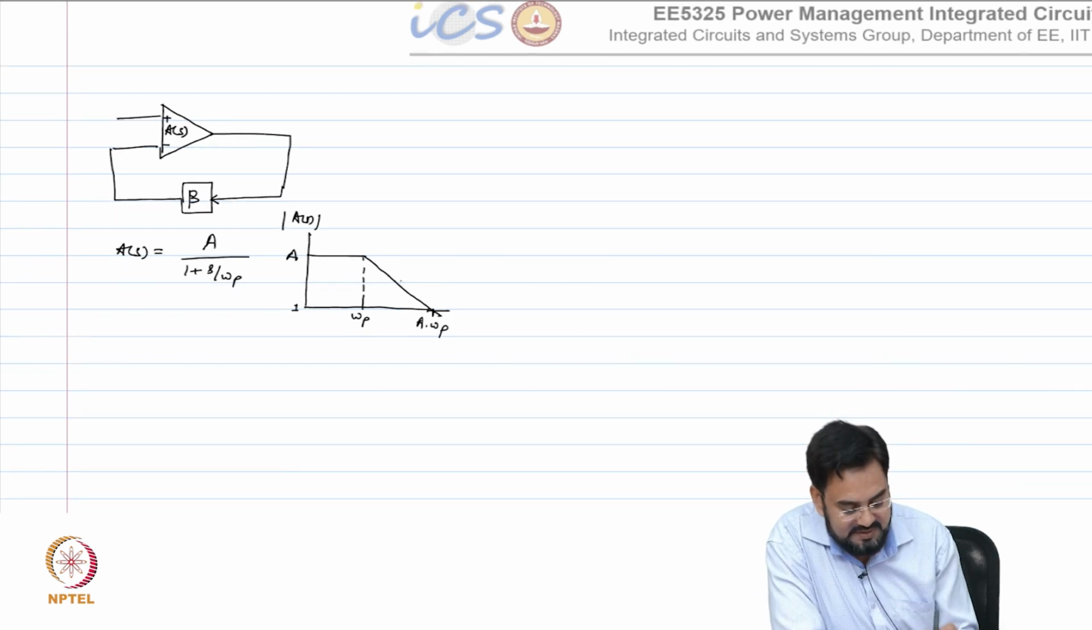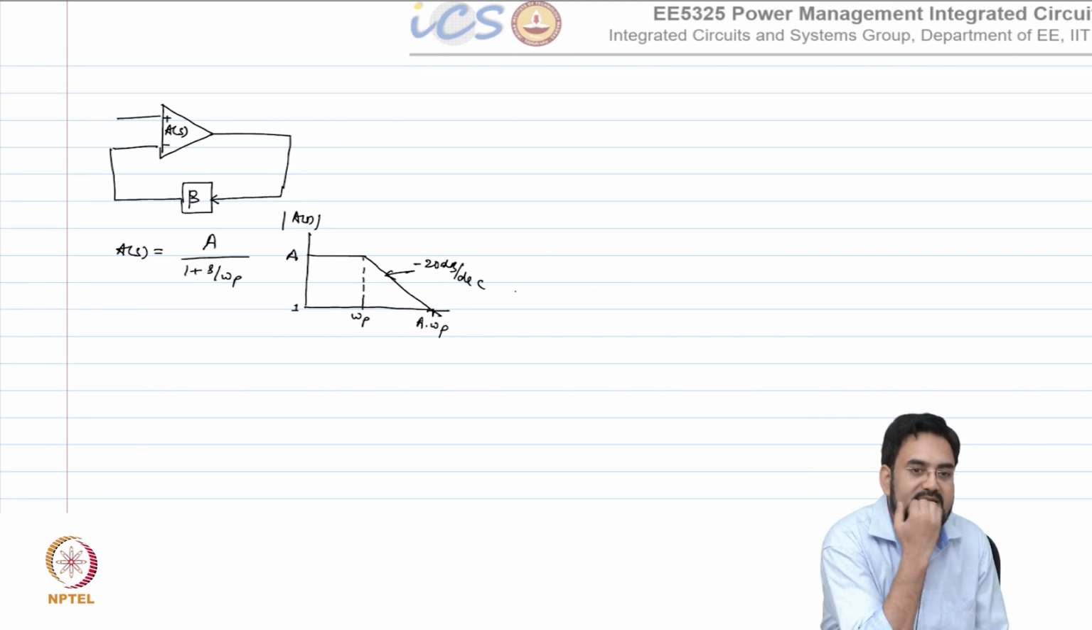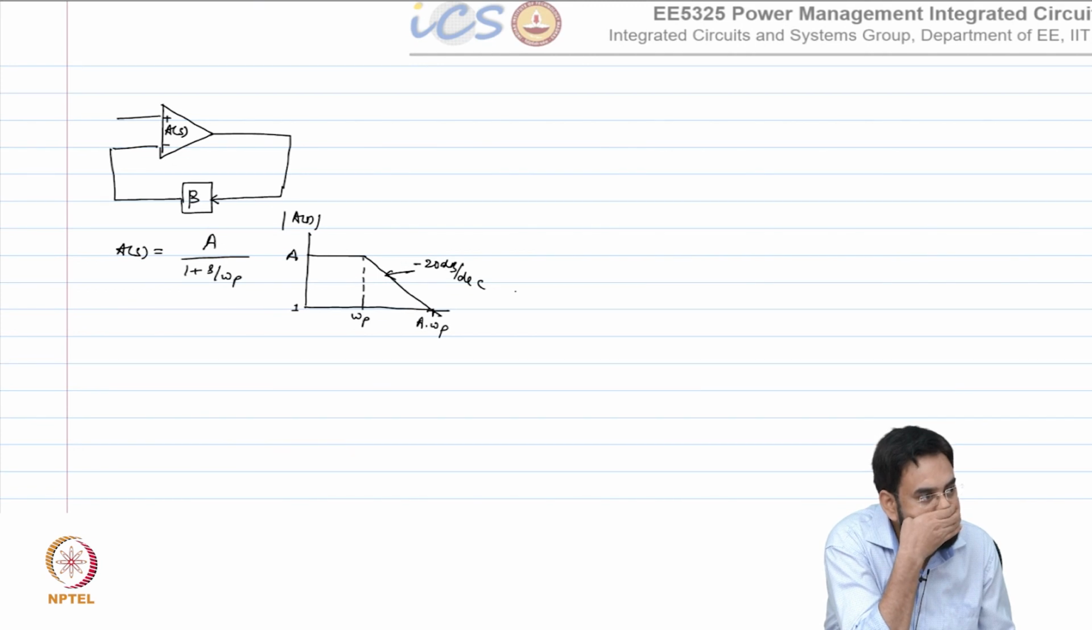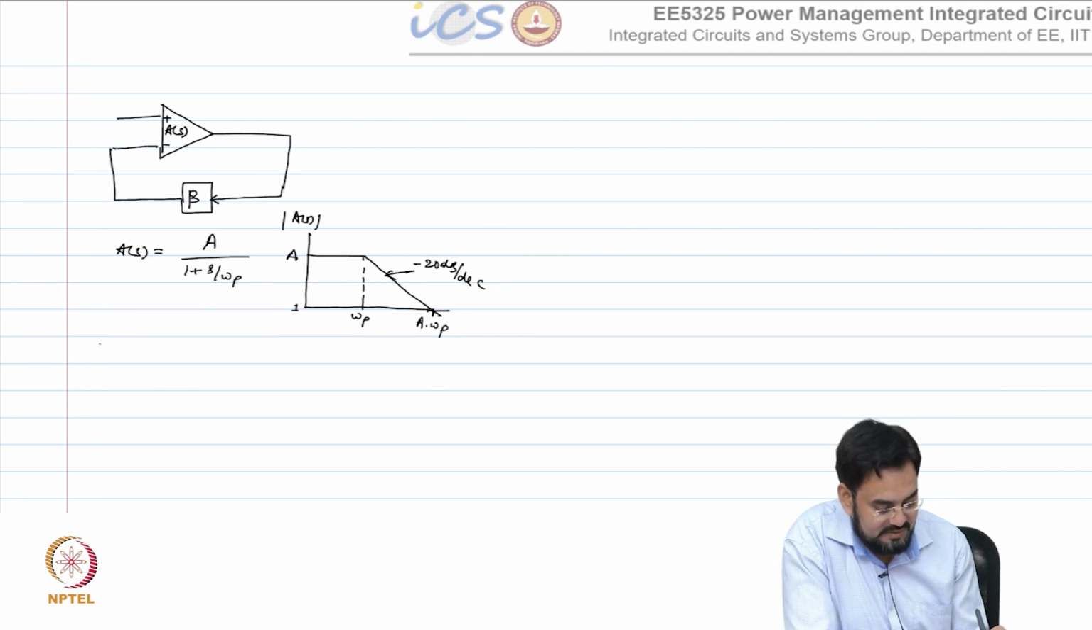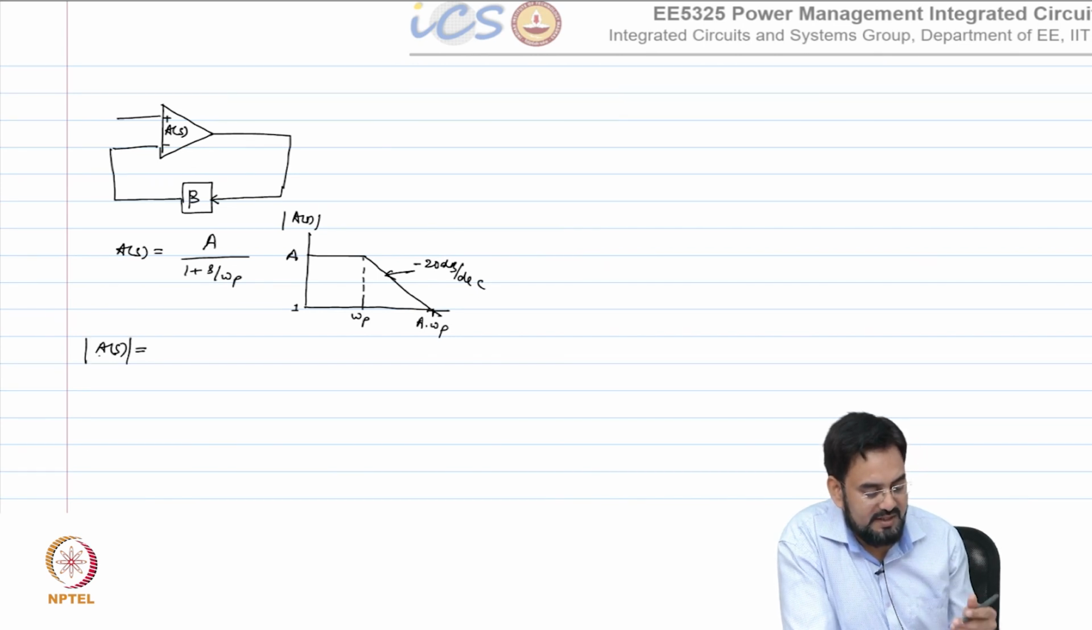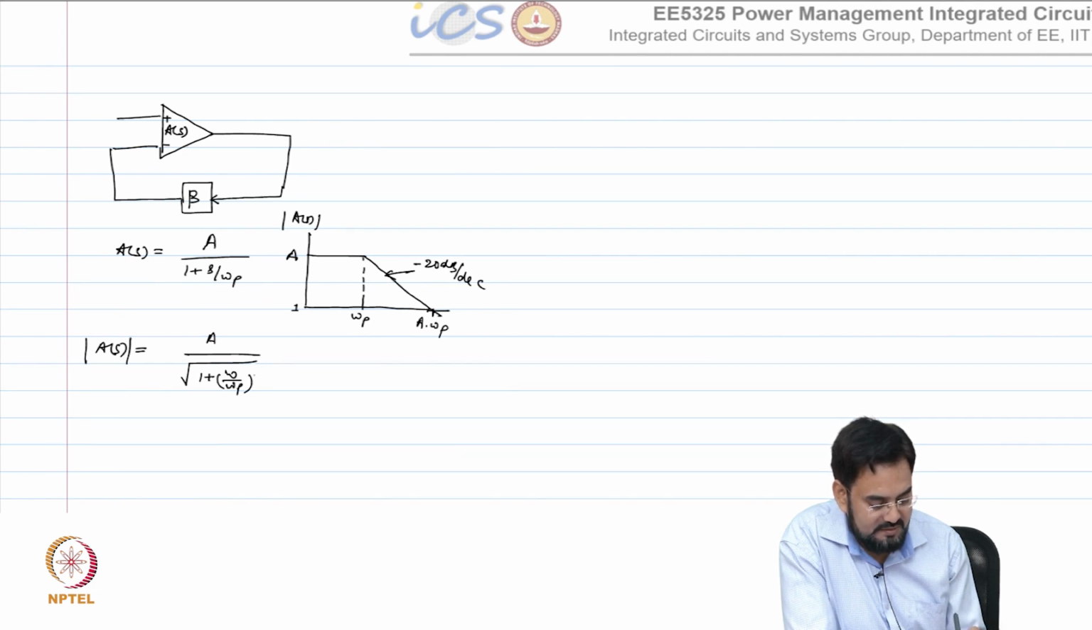And what is the slope of this? Minus 20 dB per decade. Where does this come from? In dB we write it as 20 log of the gain. So what is the magnitude? How do you write it? Forget about from this. A over square root of 1 plus (omega over omega p) square.